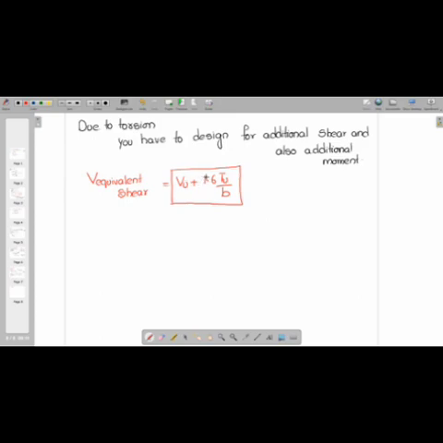Now, how do you calculate the nominal shear stress? Can anyone tell me? Due to torsion you have to design for additional shear and additional moment. So nominal shear stress, tau_ve, is equal to Ve by bd, where Ve is the equivalent shear. Are they okay?